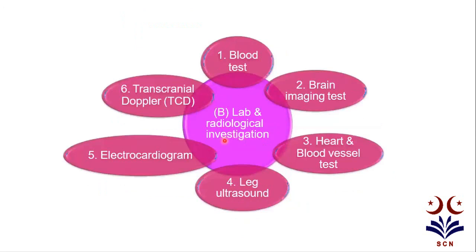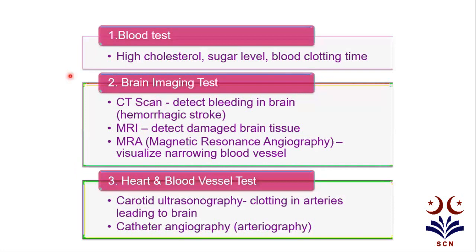The second aspect of diagnosis is laboratory and radiological investigation. What is that? A blood test is done, and I'll tell you later what is seen in the blood. Brain imaging test, heart and blood vessel test, leg ultrasound. You know why the leg is important? I'll tell you. ECG and the various types of Doppler ultrasound, transcranial. In the blood test, you see cholesterol, sugar, and blood clotting time.